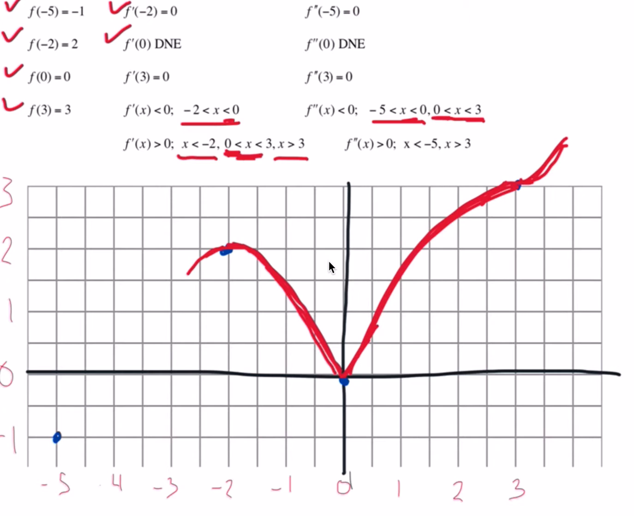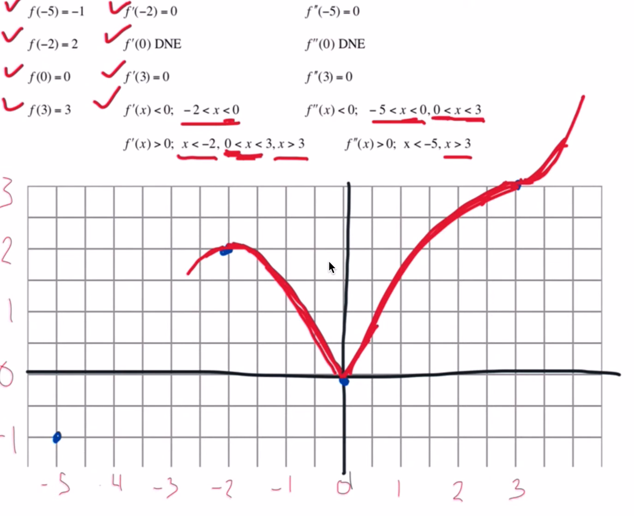Concave down looks like an upside down parabola. And then when x is bigger than 3, we are concave up. So we're starting a right side up parabola. Check that off. All right, let's see. What other information have we not covered yet? It says that our first derivative is negative from -2 to 0. We've covered that. It says our first derivative is positive for everything below -2.